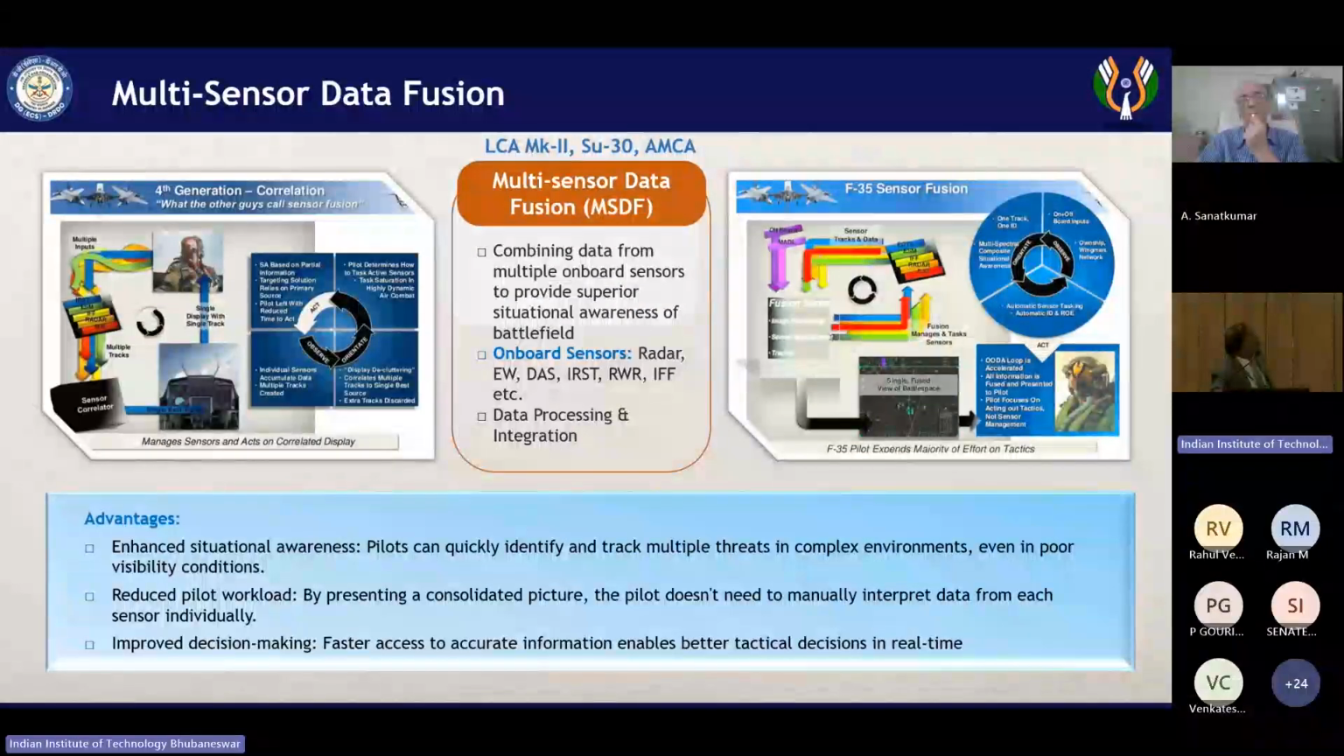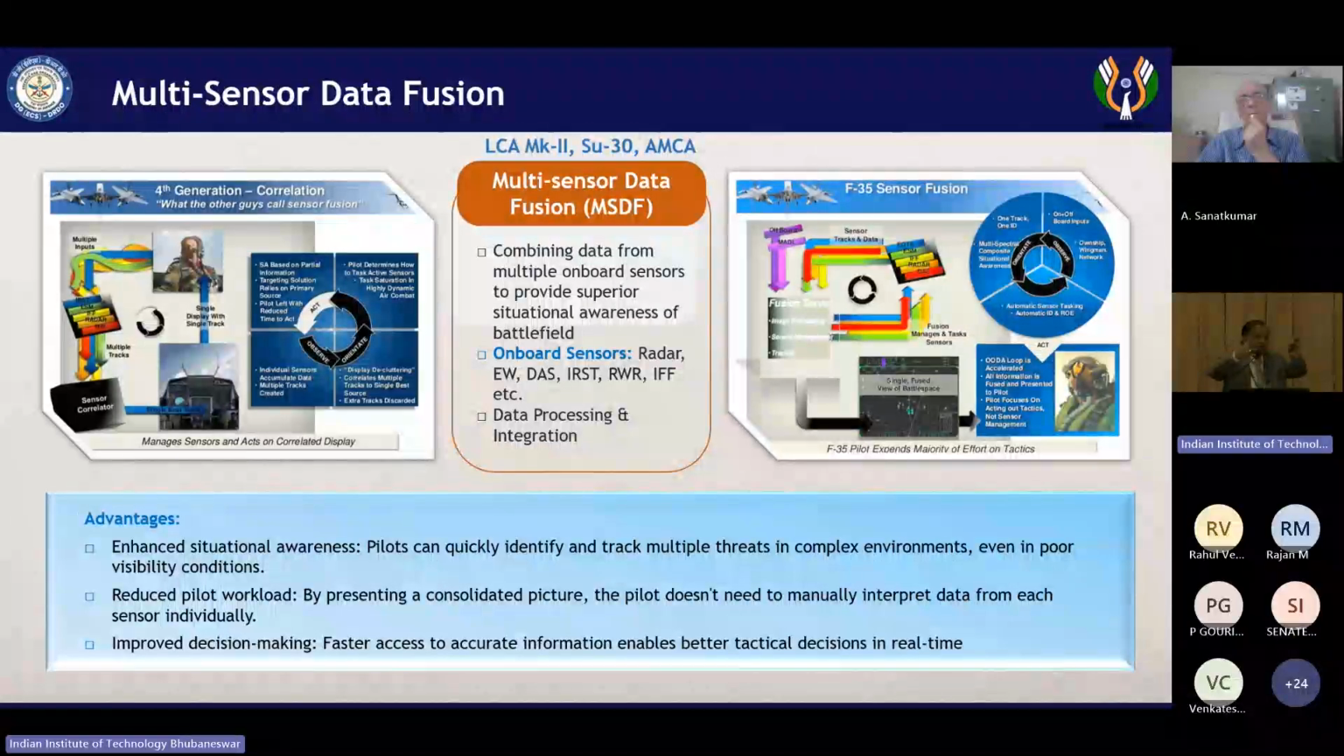And having said all that, multi-sensor data fusion, I think IIT may be working on this kind of programs. There are so many sensors. I told you, in a fighter aircraft there will be a radar, there will be EW, there will be electro-optics, there will be infrared search and track, there will be missile approach warning, all of them together. And a fighter, when he fights a battle, he has got a split second to decide. He's a human like you and me, right? He's not a robot. Can he decide?